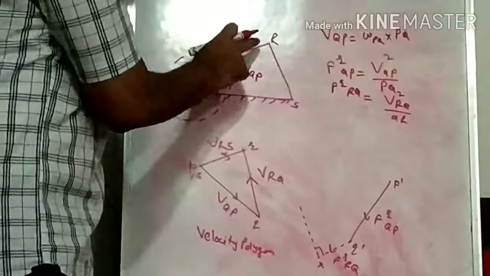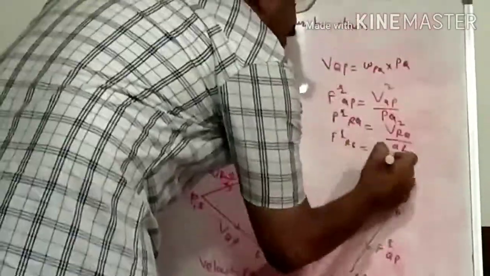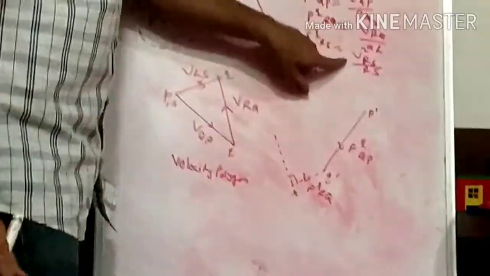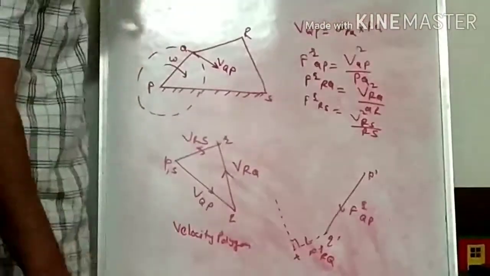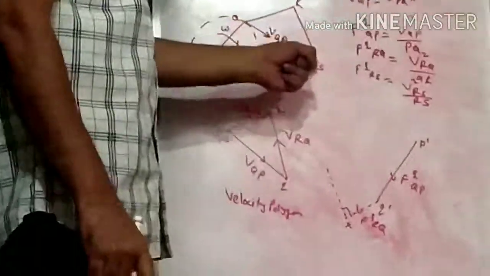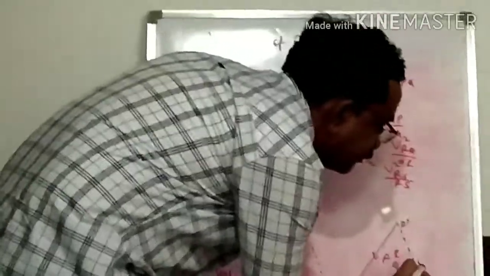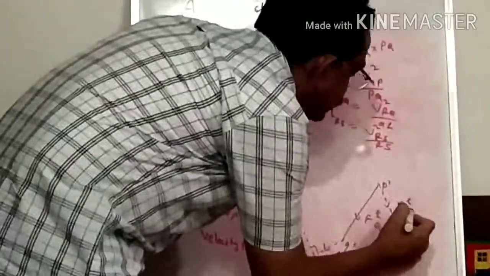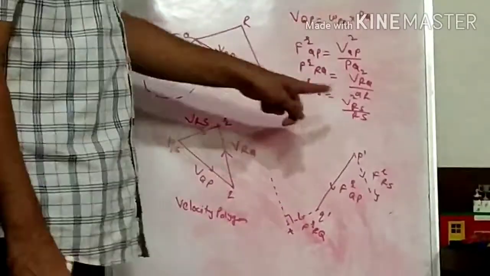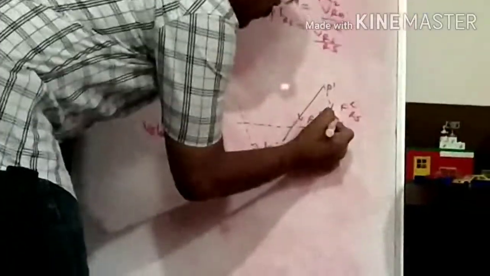Okay. Then the acceleration of R with respect to S. First find the radial component of acceleration of R with respect to S, that is, the square of the velocity of R with respect to S divided by the length of link RS. The velocity of R with respect to S we get from the velocity polygon. Its direction is towards the center, that is, towards point S. So draw the vector P dash Y, which represents the radial component of acceleration of R with respect to S. Then the tangential component is always perpendicular to the radial component, so draw the tangential component.